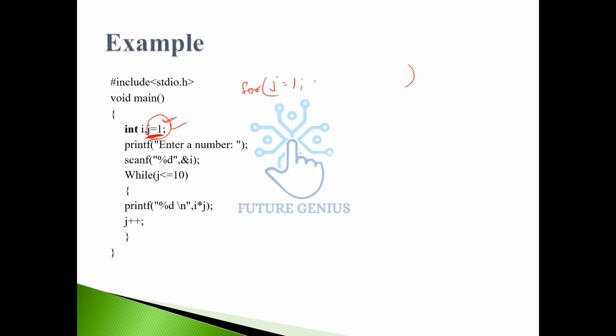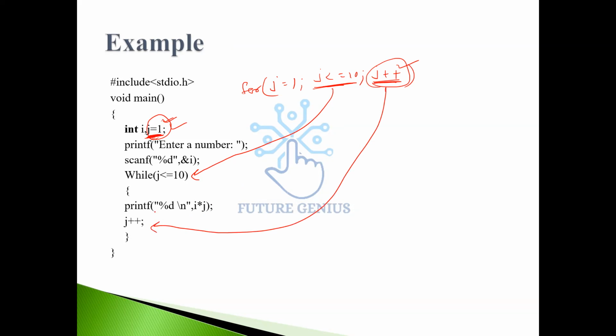In the for loop, the condition is written like this, and then j plus plus. Here the condition comes in the while, and the j plus plus, which in the for loop executes after the printing statement, I am entering after the printf statement. So the rest of the program is the same. I'll show you the execution.